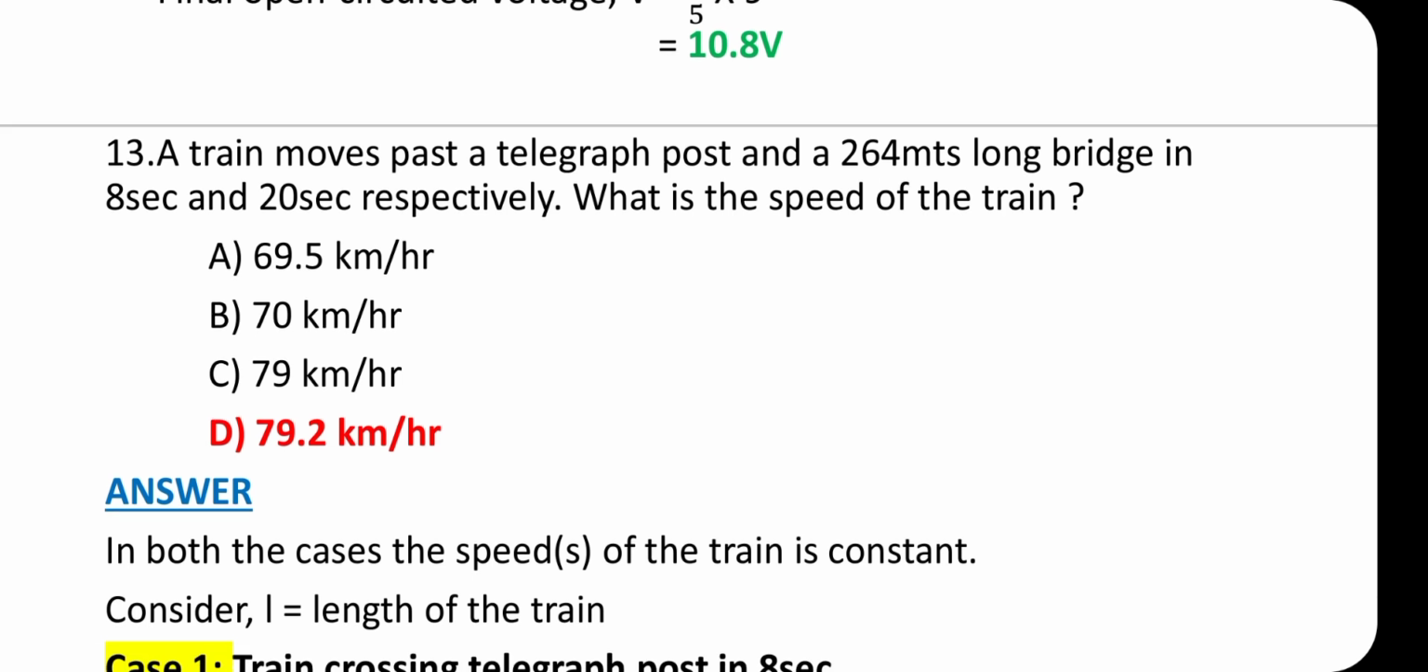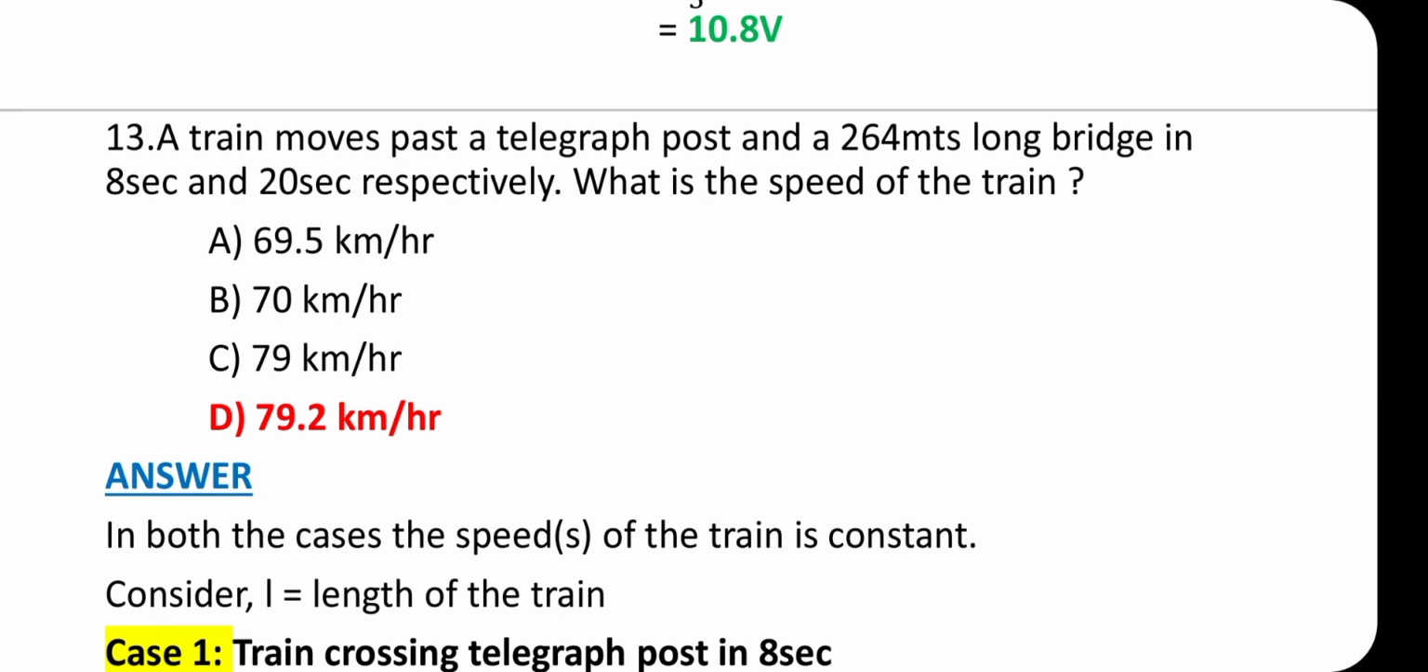13th question. A train moves past a telephone post and a 264 meter long bridge in 8 seconds and 20 seconds respectively. What is the speed of the train? Answer option D, 79.2 km per hour.